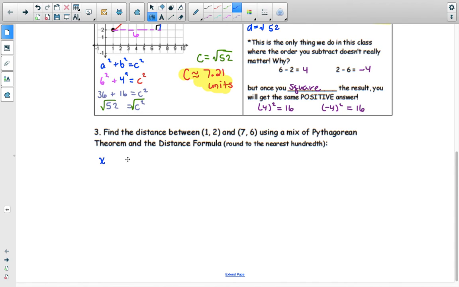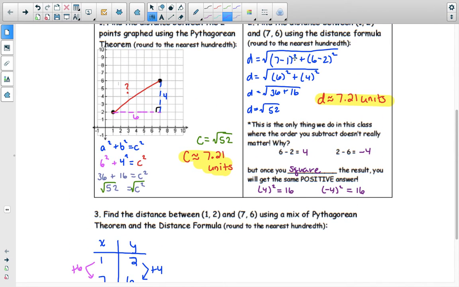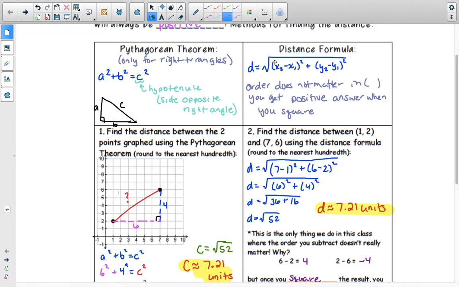So if we write out our coordinates in a table, we have 1, 2, and 7, 6. So our change in y is adding a positive 4, and our change in x is a positive 6. So that's the part from the Pythagorean theorem, or that's the part for changing of the y and changing of the x in the distance formula. Because distance formula is the change in x and then the change in y.